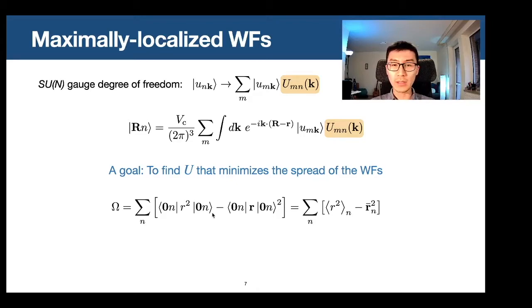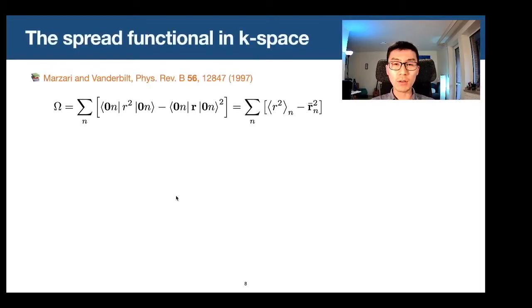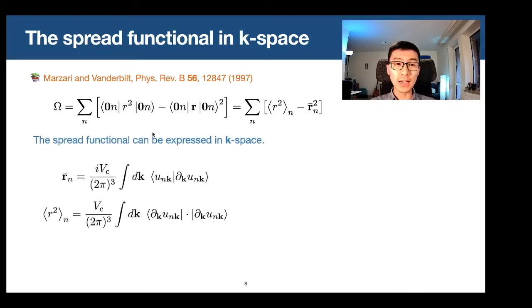And what we are going to do is find U that minimizes this Omega. Well, this functional is definitely capturing the behavior in real space, but the major breakthrough was that we can minimize Omega in k space. So how can we work in k space? The idea is that we can express this quantity in Bloch functions like this. For example, the Wannier center is expressed as a k-space integral of the Berry connection, and this r squared for the Wannier function is given by this quantity, which is also called the quantum metric.